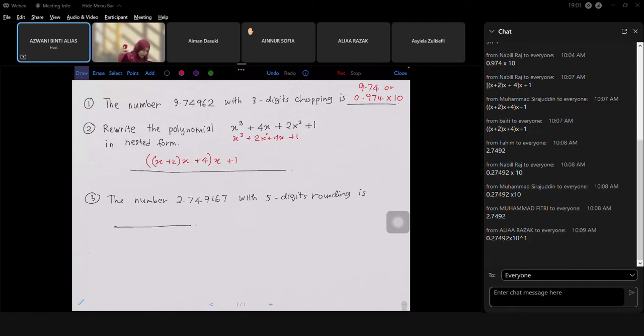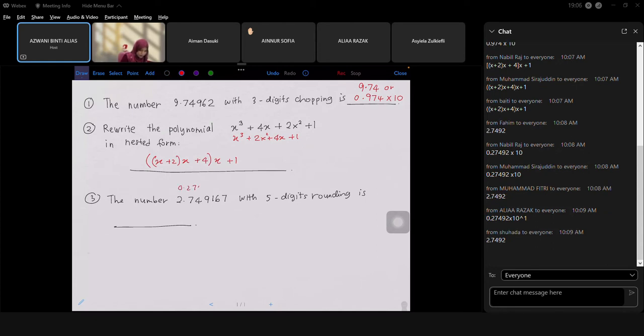So what you do is count 1, 2, 3, and you can write in normalized form first before we reduce. We check the error, we check the chopping or rounding, the arithmetic. So count 1, 2, 3, 4, 5. So check this number, this term of 6 is greater than 5. So you will get 0.27492 times 10. This is in normalized form, or some of you write 2.7492. So it should be fine, no problem.